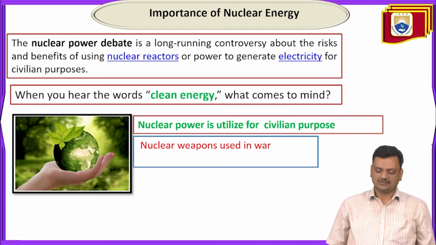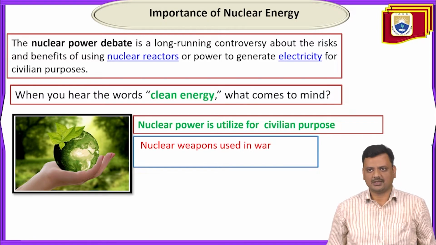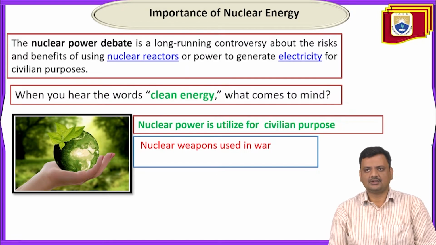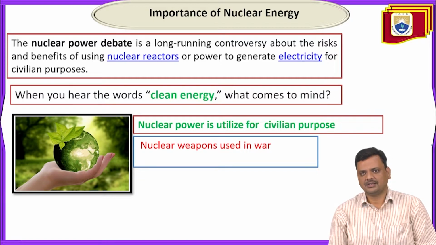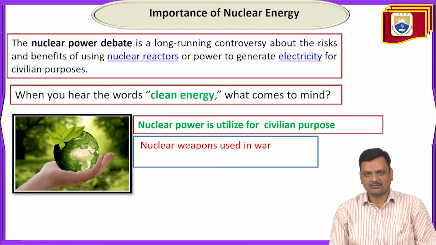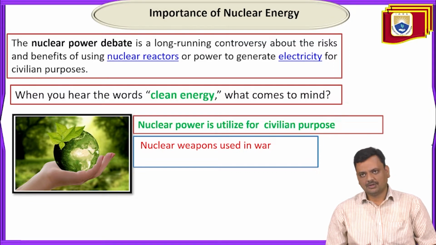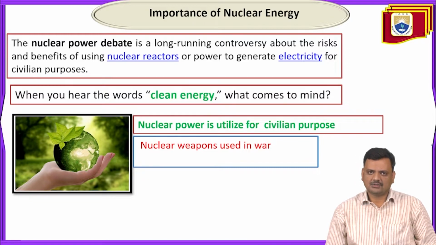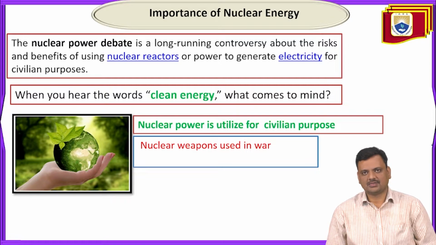So what is the importance of nuclear material or nuclear energy? Basically, nuclear energy is generated through nuclear materials. So if we know the importance of nuclear energy, we can know the importance of nuclear material. Why? Because nuclear energy is generated through the nuclear material. Whatever the importance of nuclear energy, it is the same as the importance of nuclear material.